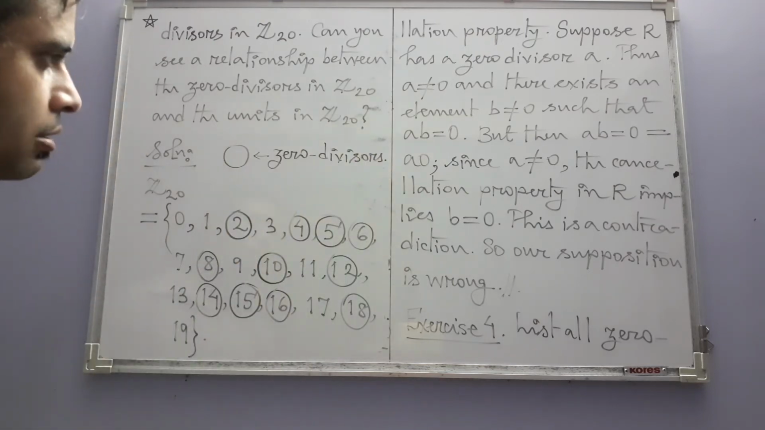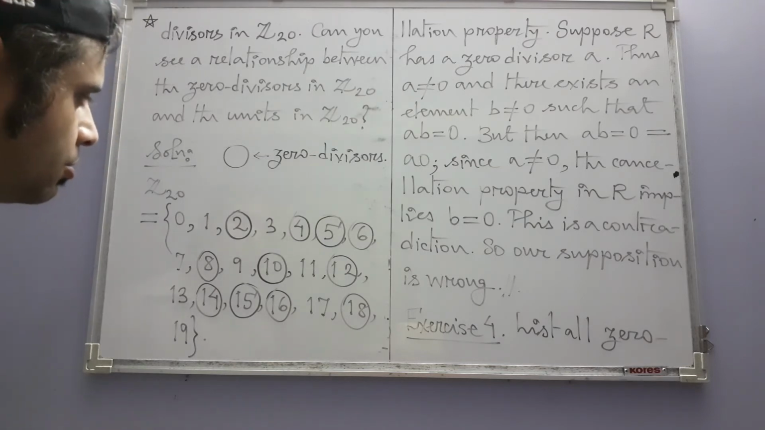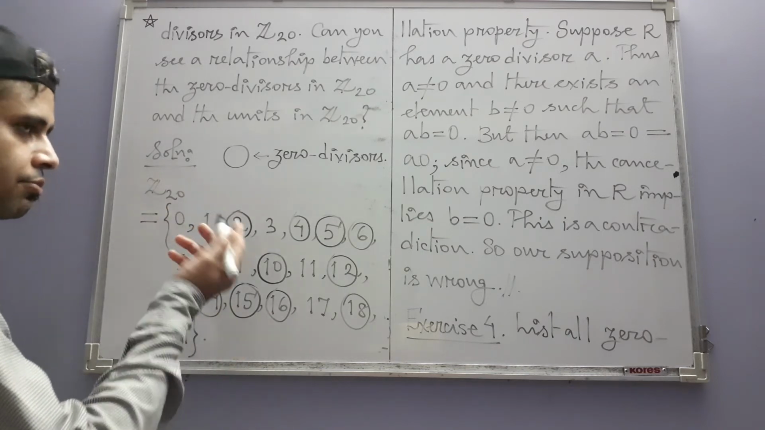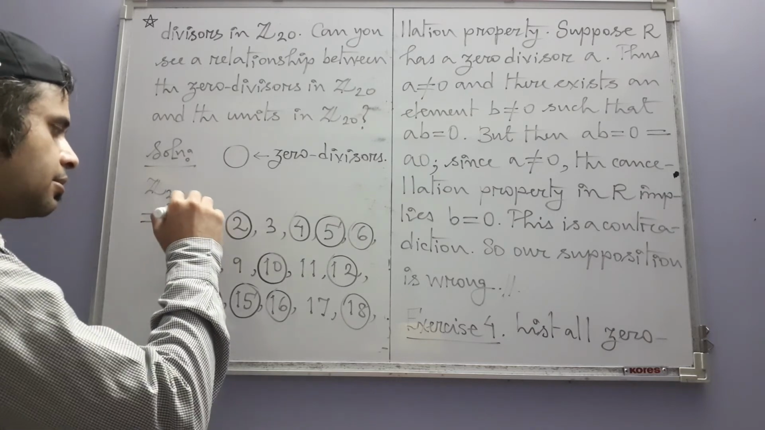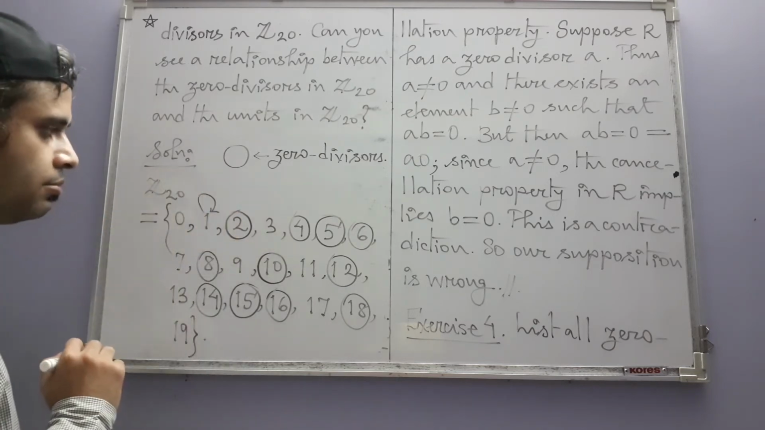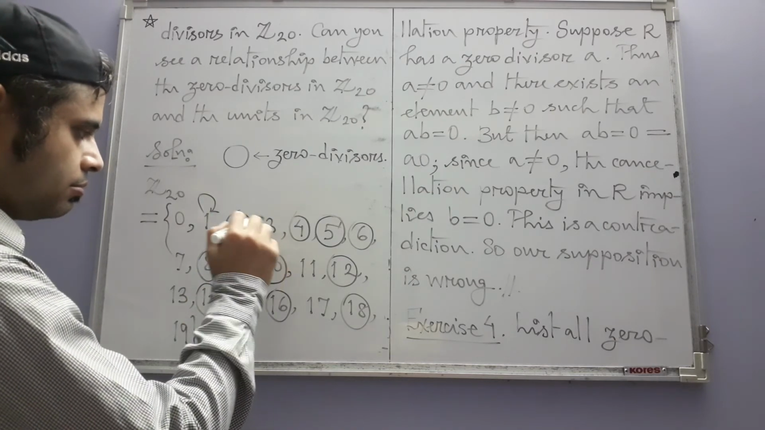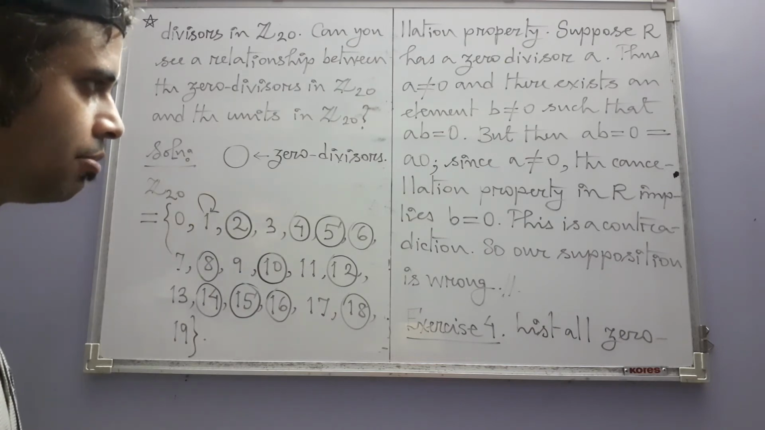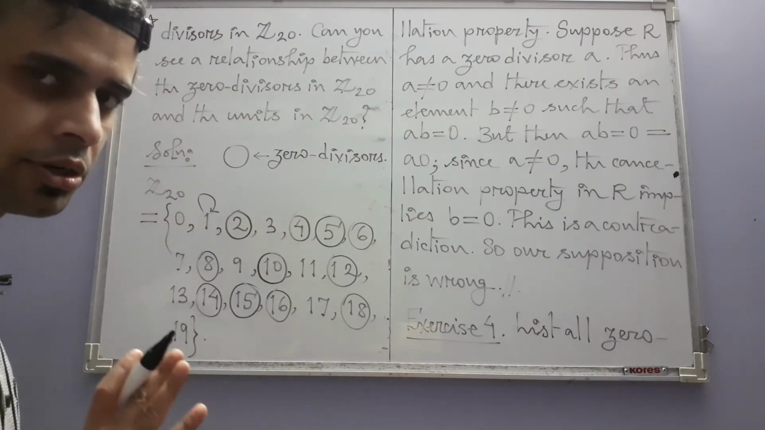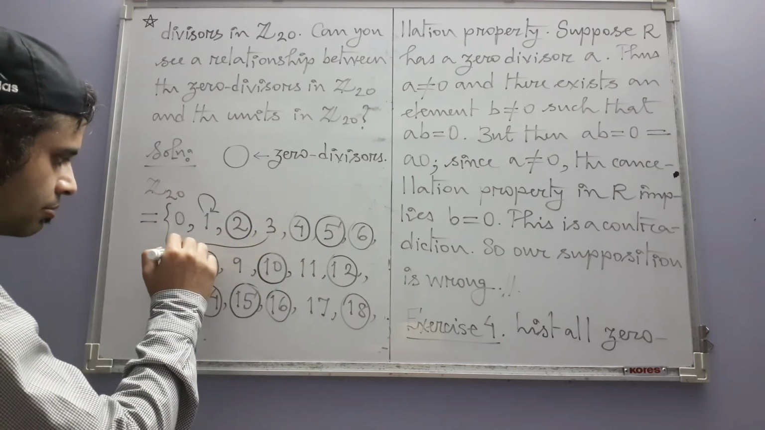Okay, and then the author asks us about the units in this ring, that is those elements which have multiplicative inverses. 1 of course itself is a unit because it's the unity and its multiplicative inverse is itself. 3 is a unit because 3 times 7 is equal to 1. Actually it is 21, but modulo 20 it is equal to 1. So these two are units.